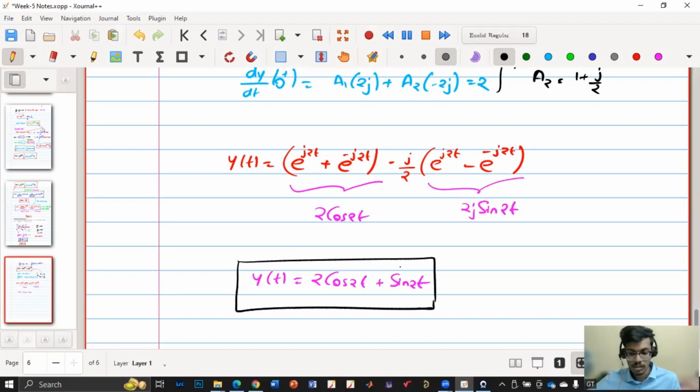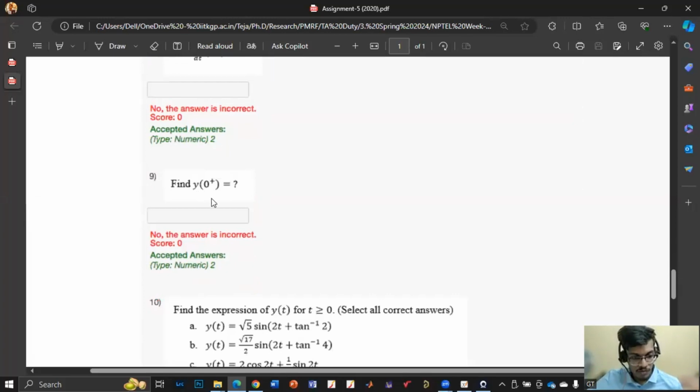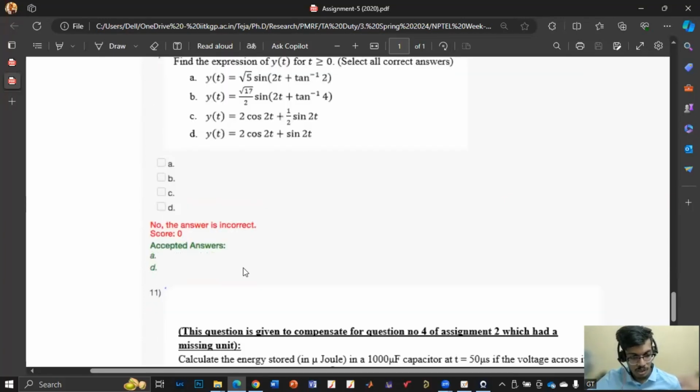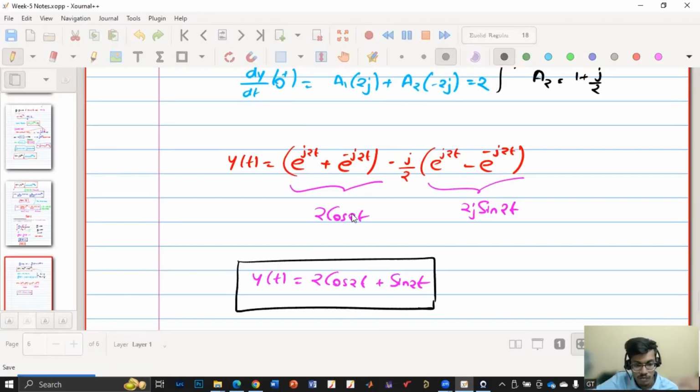Okay, so let us go back and see our answer. So dy by dt of 0 plus we are getting 2, y of 0 plus is 2 and y of t is 2 cos 2t plus sin 2t. Okay, so I'll just recapitulate what we have discussed.